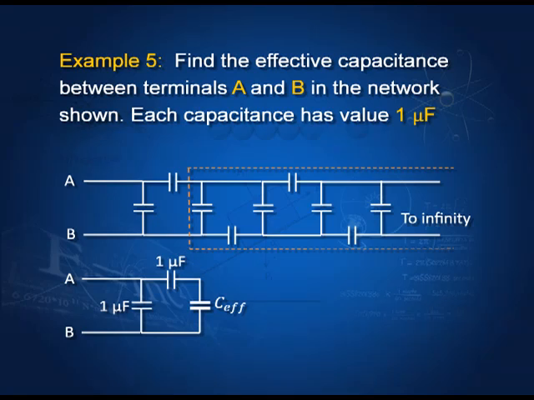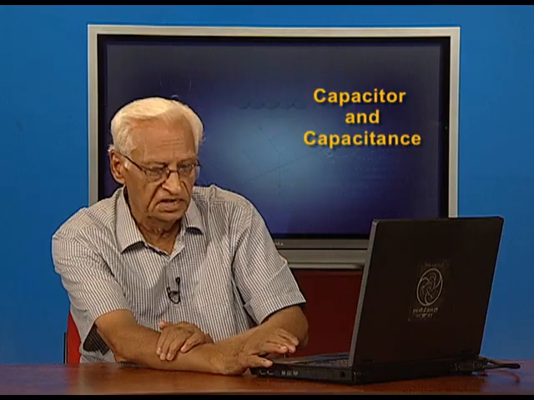Then our system becomes this 1 microfarad, which is in series with this C effective, and then the two are in parallel with this capacitor of 1 microfarad. So, we can now find the capacity of this system, and this must be equal to C effective, because C effective is the capacity of the infinite system.